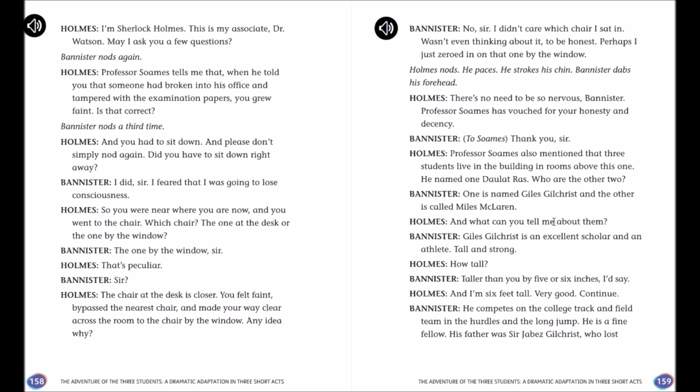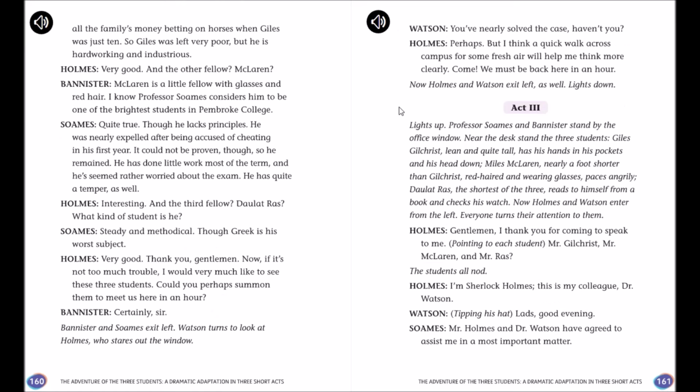Holmes. And what can you tell me about them? Bannister. Giles Gilchrist is an excellent scholar and an athlete, tall and strong. Holmes. How tall? Bannister. Taller than you, by 5 or 6 inches, I'd say. Holmes. And I'm 6 feet tall. Very good. Continue. Bannister. He competes on the college track and field team, in the hurdles and in the long jump. He is a fine fellow. His father was Sir Jarvis Gilchrist, who lost all the family's money betting on horses when Giles was just 10, so Giles was left very poor, but he is hard-working and industrious.